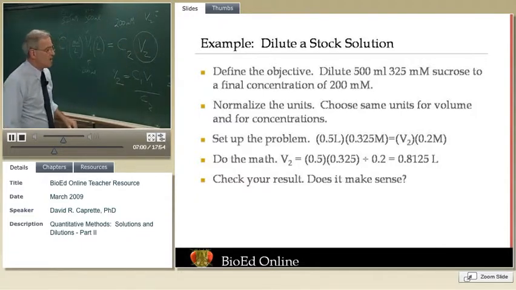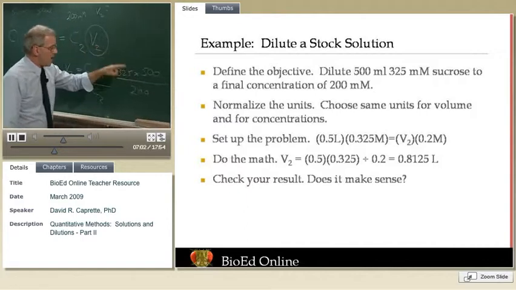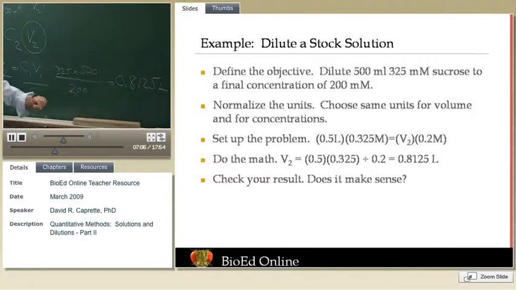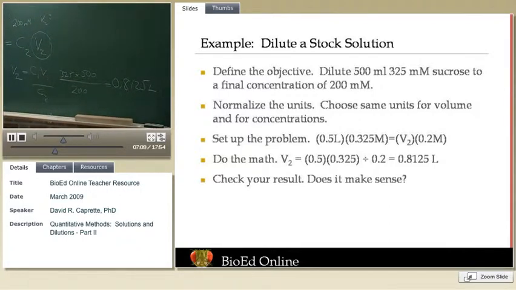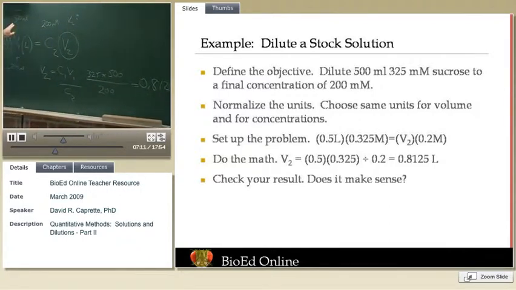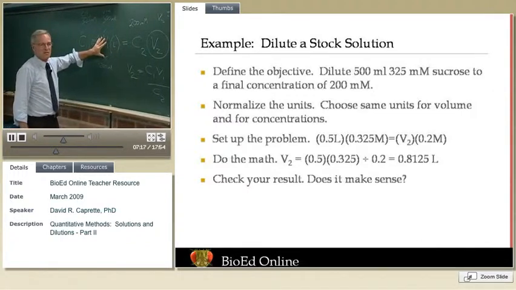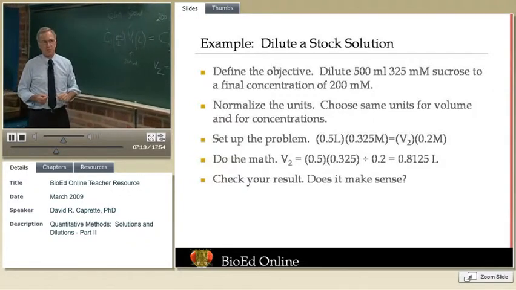If we're going to add water in order to get a final volume of 810 milliliters, 0.810 liters, and we started with 500 milliliters, that means we have to add 310 milliliters to our starting solution, and we'll accomplish our dilution problem.